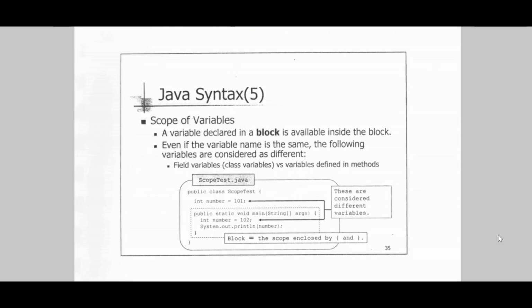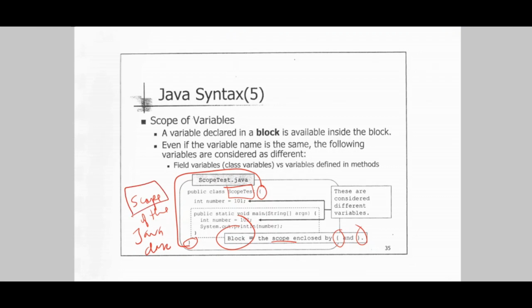In programming, a block is defined as the scope enclosed by the open and the close curly. So in this Java class with the name ScopeTest, this open curly here and this close curly here, this pair of open and close curly defines the scope of the Java class with the name ScopeTest. And this scope is also called the Java class block.